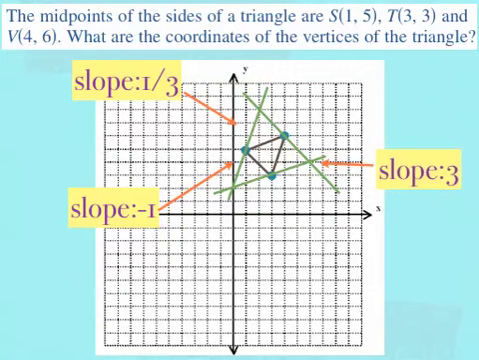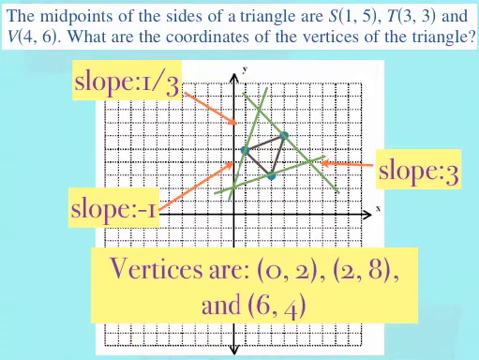Notice then I have the triangle formed, and I can find the coordinates and say that the vertices are going to be at 0, 2, at 2, 8, and at 6, 4. Be careful, you might need a ruler for this if you're not very accurate with drawing your lines. So make sure that when you're given a problem like this, you do have a coordinate plane to work with, like graph paper, and that you are using a ruler and being as exact as you can be.